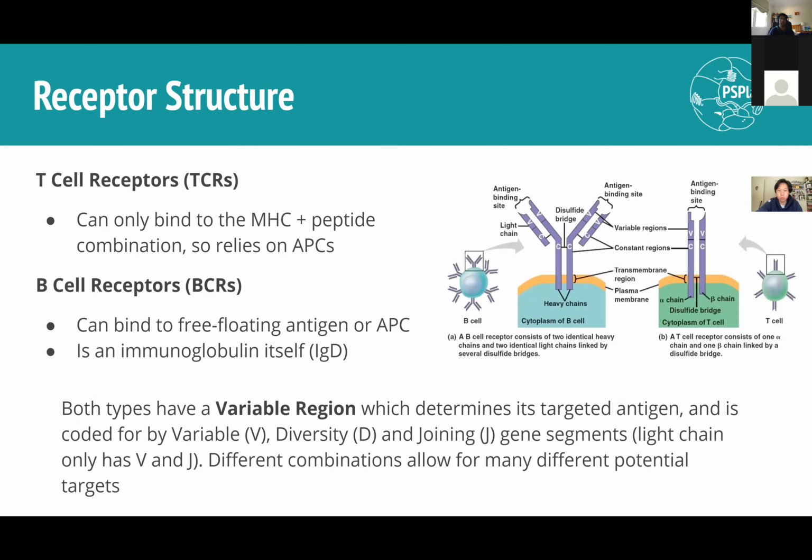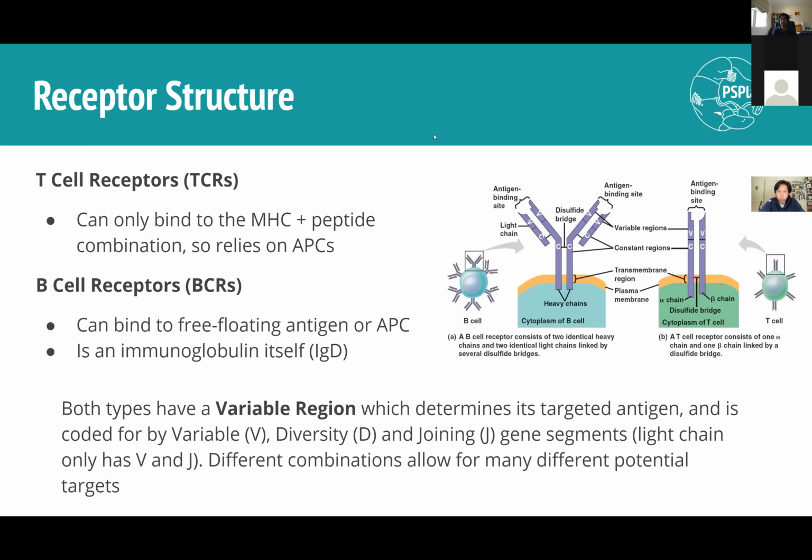Almost there, guys. We need to talk about the difference in receptor structure between the two. You can see there visually, the B cell receptor looks like an antibody because it is an antibody, specifically the IgD. Immunoglobulin is just another name for antibody. These are embedded in the cell surface, and because they only need one signal, the antigen binding, they can bind to both the pathogen itself, or the free-floating antigen, or one presented by an APC. The T cell receptor has to be presented with the antigen by an APC. It's not able to identify them on its own.